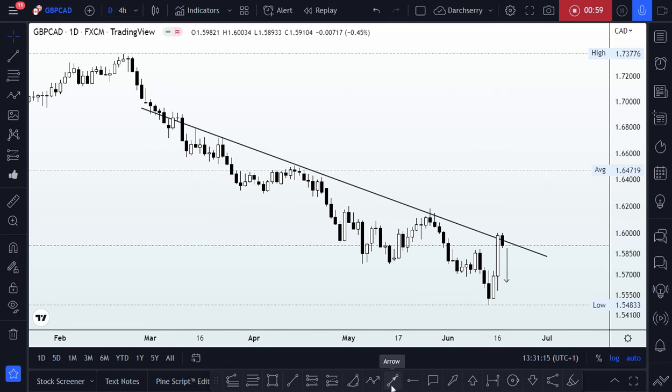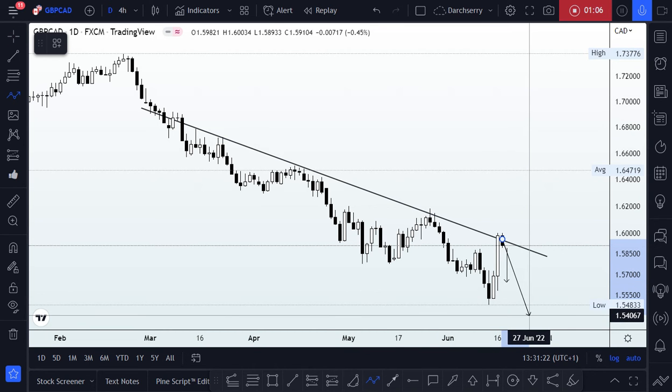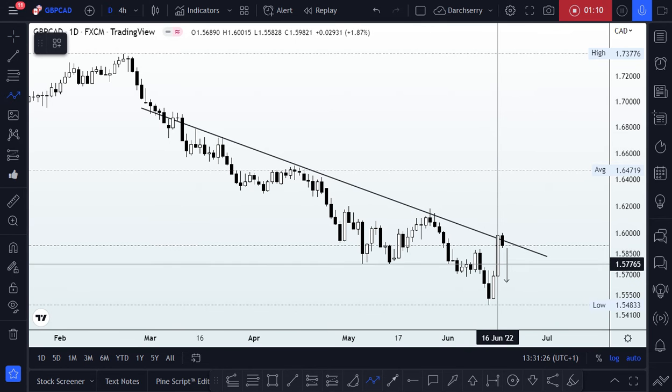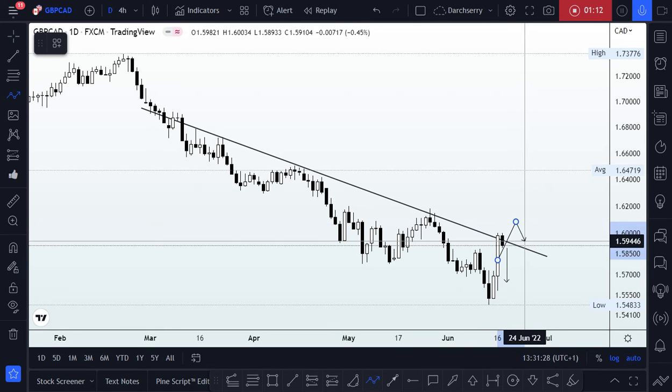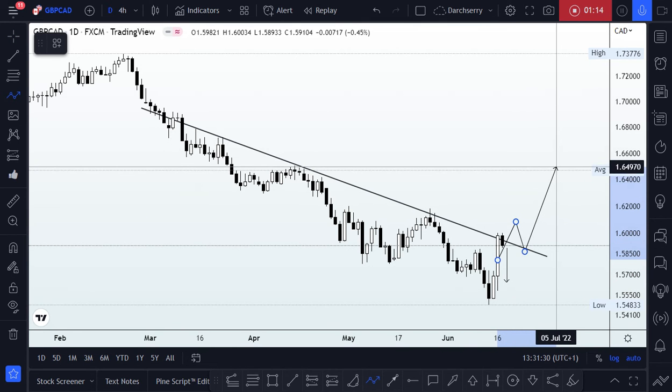Now, going into the new week, we are not sure how price is going to play out, as there is a possibility that price could continue to the downside from this trend line, respecting the trend line one more time, or probably price could break out of the trend line, do a retest of this trend line, and push price further to the upside.